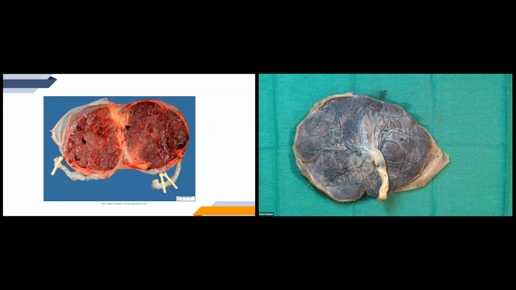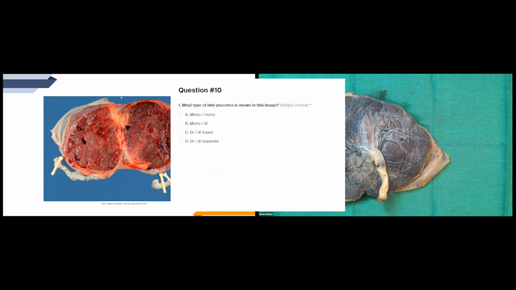And so I'll put up our next polling question here in relationship to this image. What type of twin placenta is shown in this image?